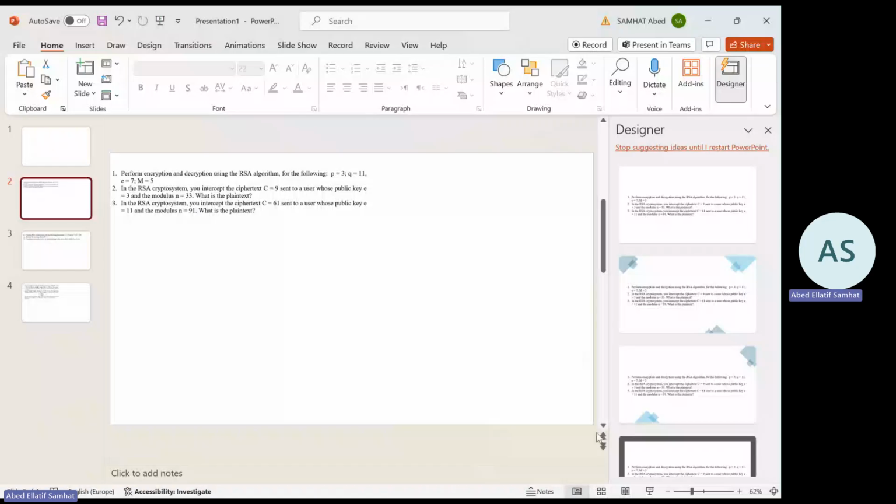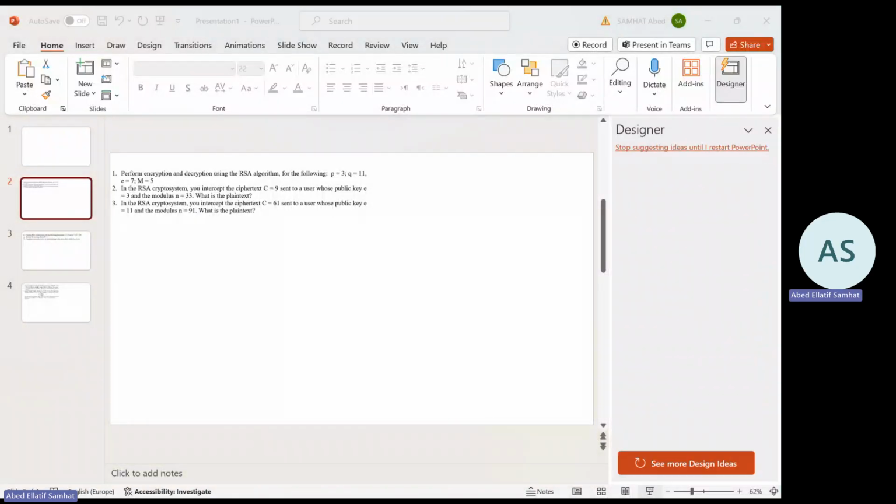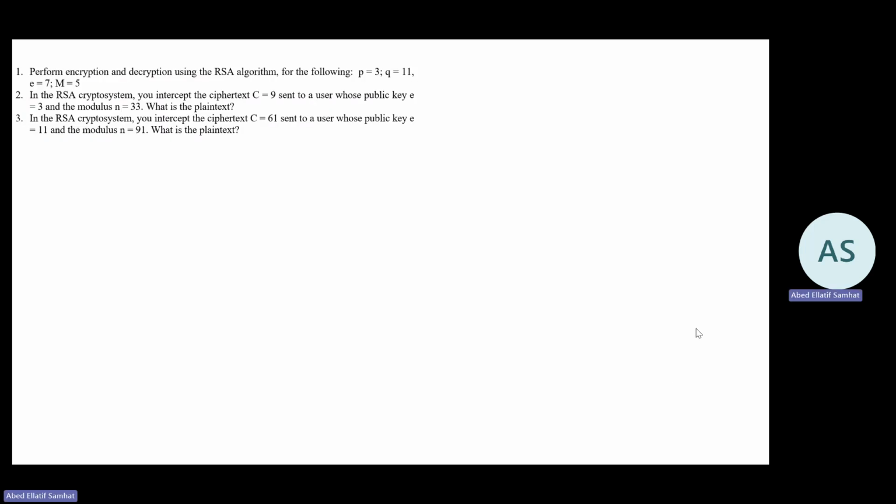Okay, let's continue with the exercise. You have the exercises on Teams, and you can download them from there. Those are direct applications of RSA and Diffie-Hellman.